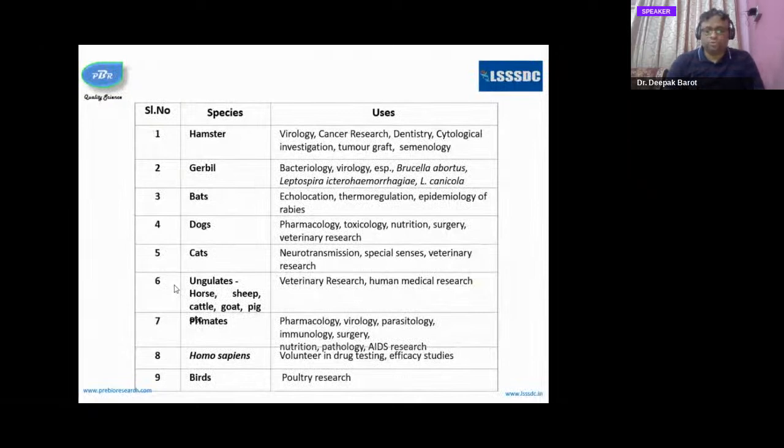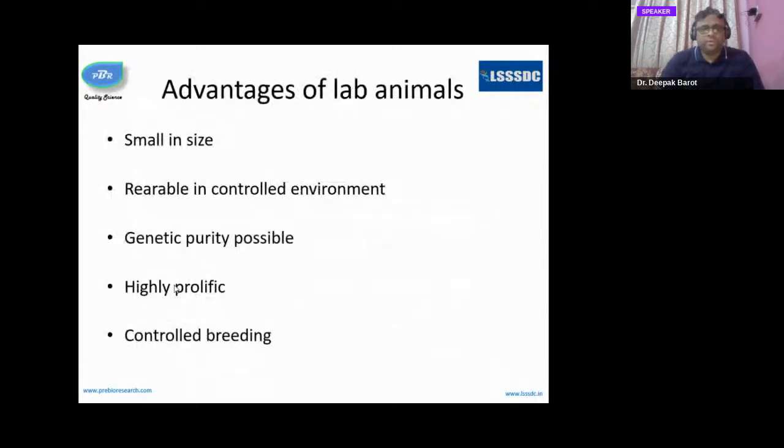Maybe later on you can go through all that in detail. So what is the advantage of using lab animals? We have understood why we should use animals. We have discussed the main species of animals being used in research. Now let's talk about the advantages of using these lab animals.